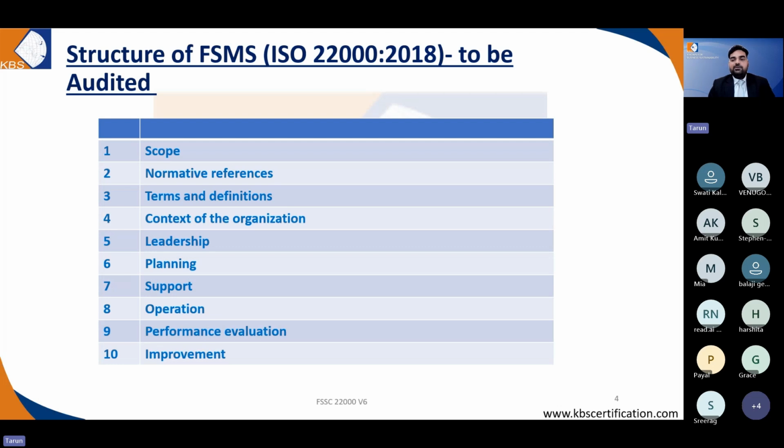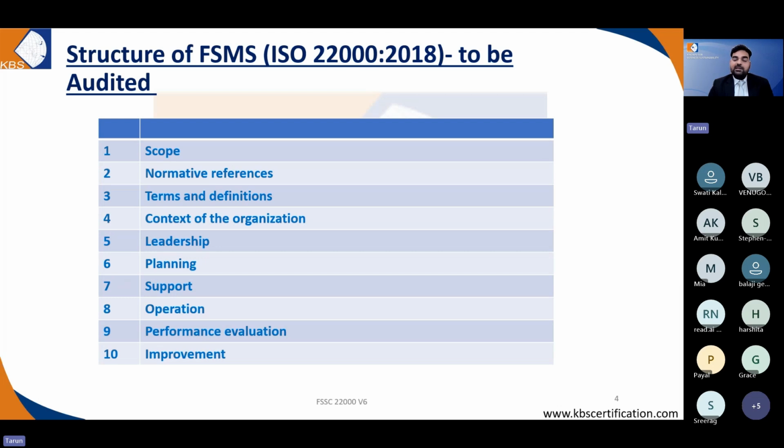Normative references: you can consider it as the basis from where you are implementing or starting FSSC in your organization. The normative reference will always be ISO 22000 and also the PRPs you are adding in your organization, and third, the FSSC additional requirements. So normative reference is just a reference that helps you develop your food safety management system.